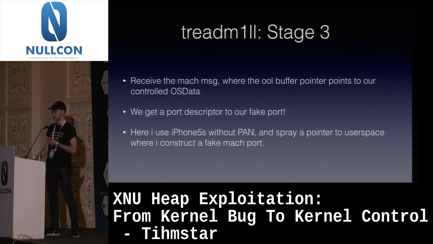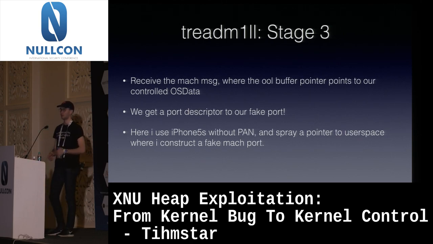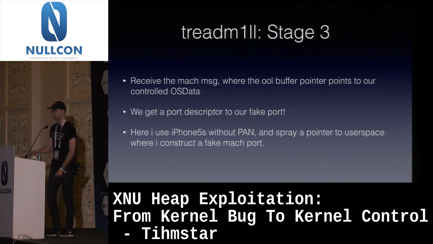Receive the Mach messages where the out-of-line buffer pointer points to our kernel data. We get a port descriptor to our fake port. In this particular exploit, I use an iPhone 5S, which does not have PAN. PAN is Privileged Access Never, which is like SMAP on x86. This protection is not in place, so I can just spray user space pointers and dereference them from kernel mode. So I put the port in user space and did exactly that.